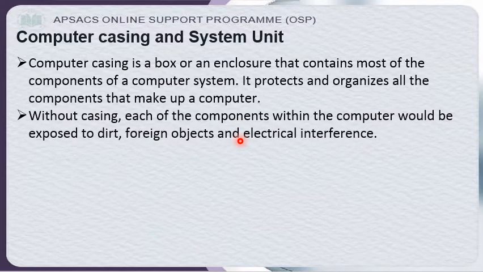Without the casing, each of the components within a computer would be exposed to dirt, or to an object, and electrical interference will be there. Whenever this box is not there, the main problem is that the components of a computer will be exposed to dust, or maybe wirings are there, and those wirings will interfere or make a short circuit inside your computer.